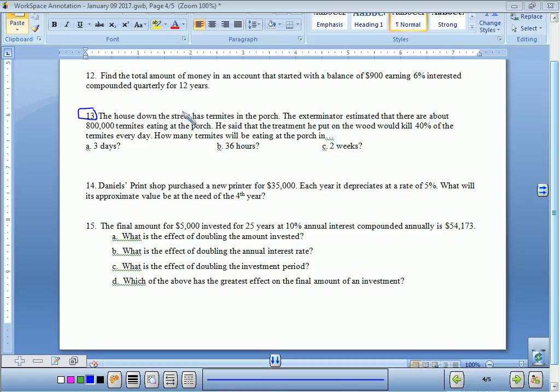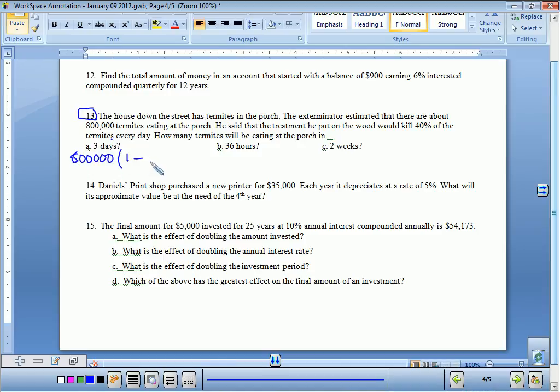All right, the house down the street has termites in the porch. The exterminator estimates that there are about 800,000 termites. He said that the treatment would kill about 40% of the termites every day. How many termites would be eating the porch in 3 days, 36 hours, 2 weeks? I see different units. So this problem is here to make you think, what is my time period measured in? The problem tells you it's measured in days. So for the first one, we're good. We just start with the 800,000 termites.